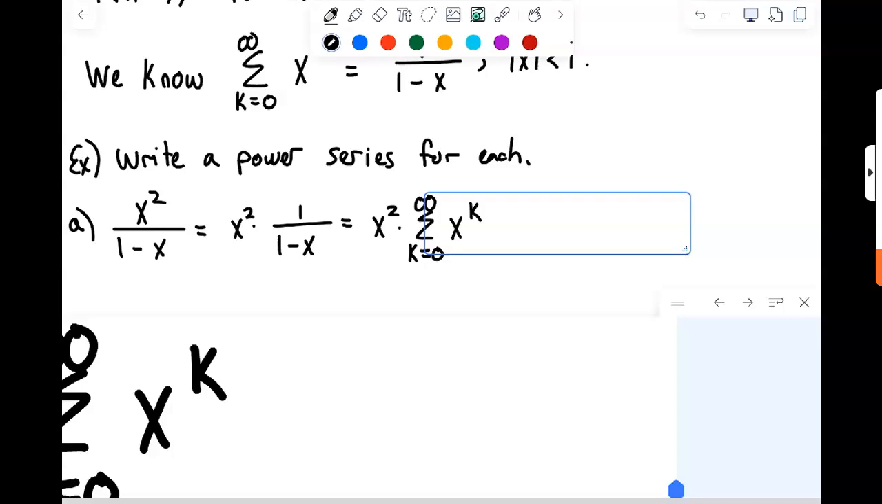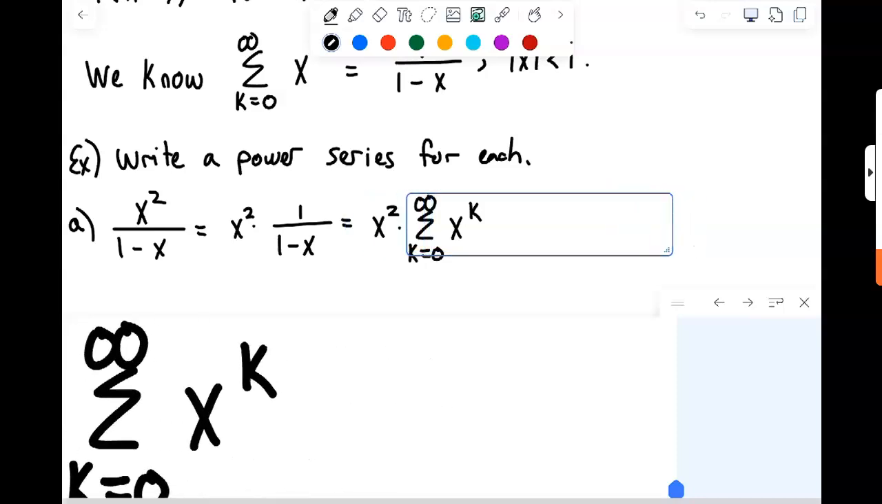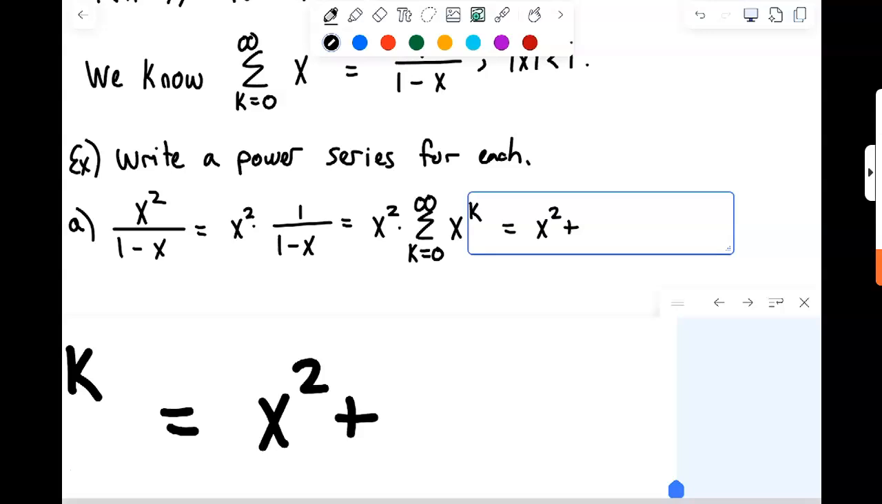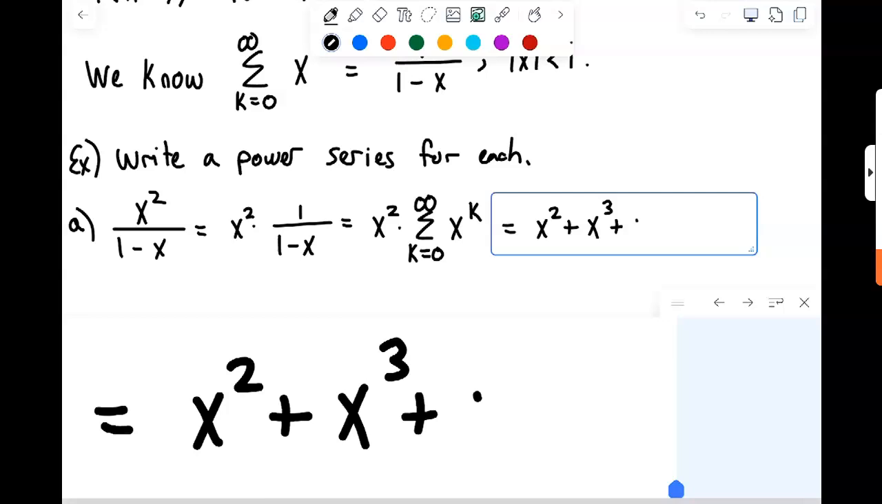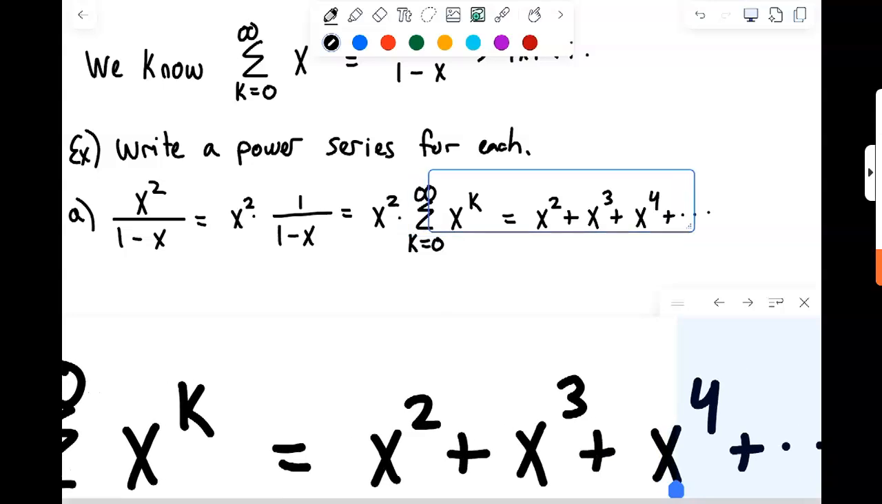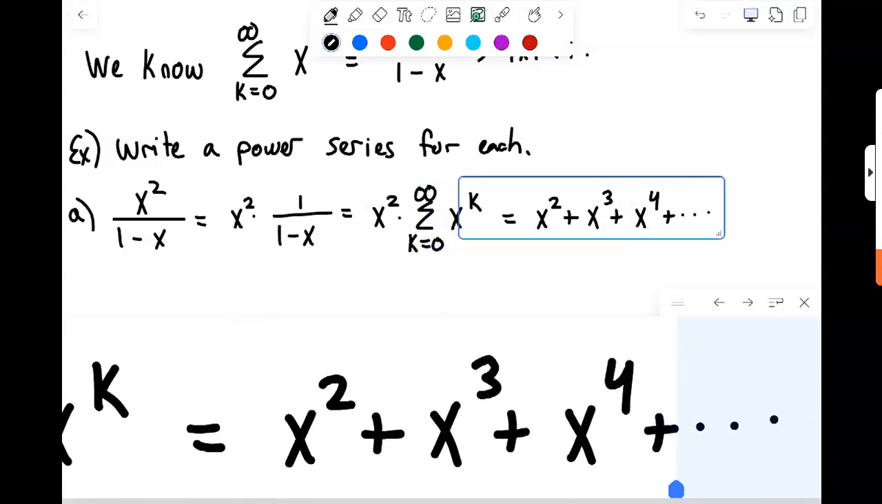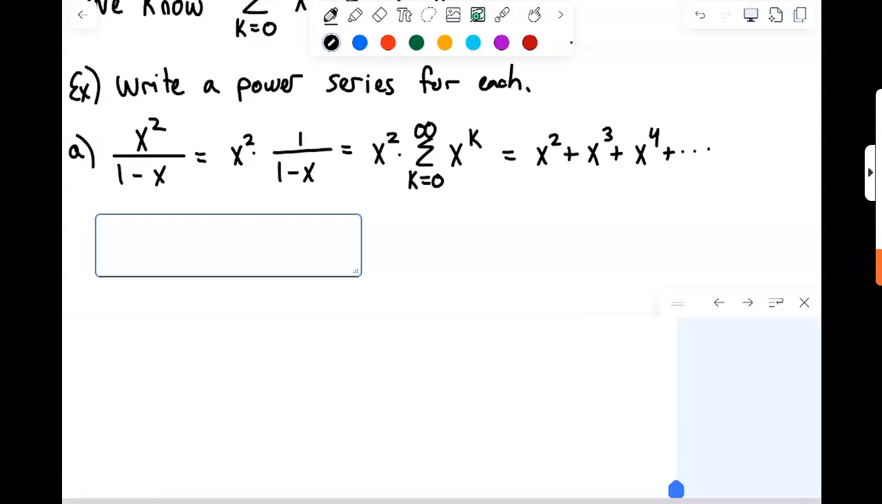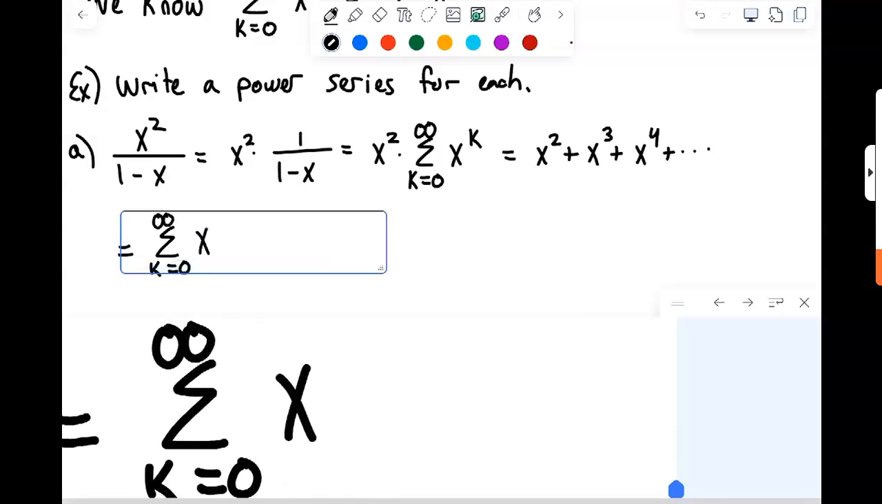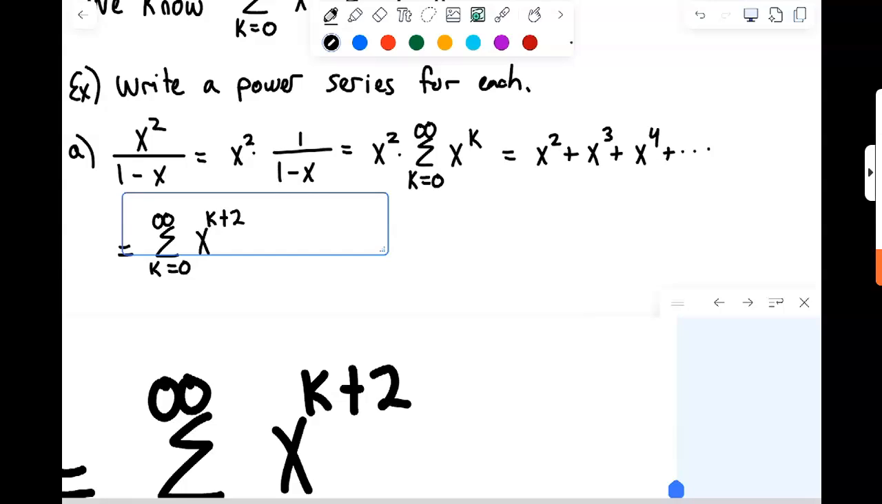What's that going to look like? Well, if k is 0, that would be x to the 0 times x squared, that would be x squared. Next term, k equals 1, would be x to the first times x squared, x cubed. K equals 2 would be x to the fourth, and so on. So all we're doing is taking the k value and adding a 2 onto it. So this would be the series: the sum as k goes from 0 to infinity of x to the k plus 2.